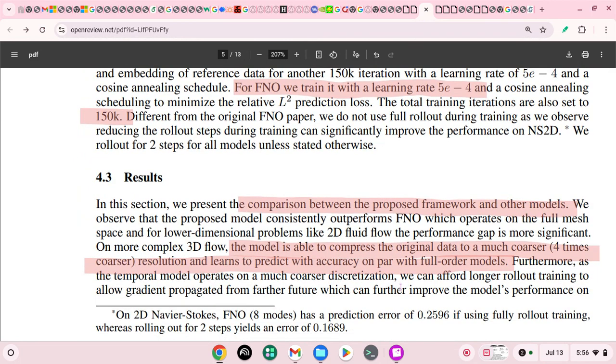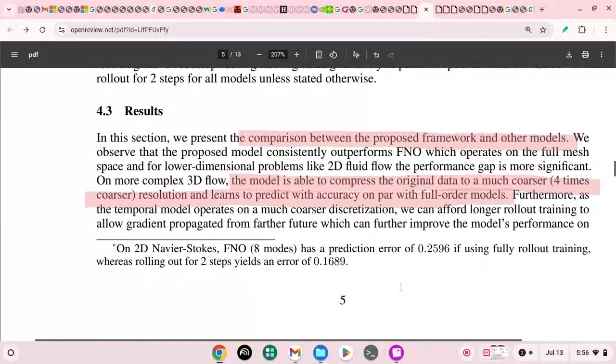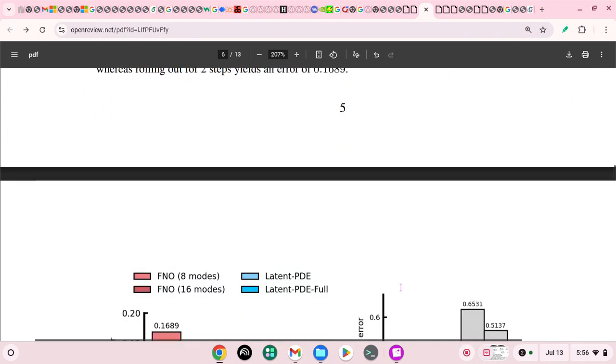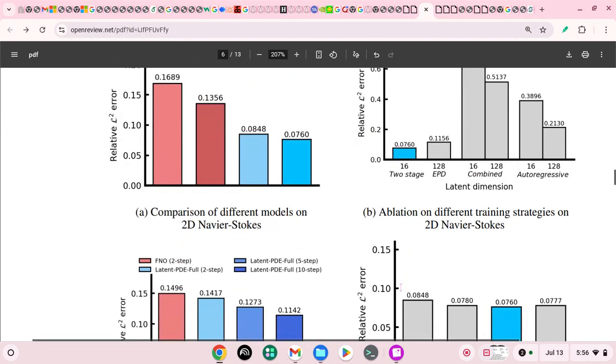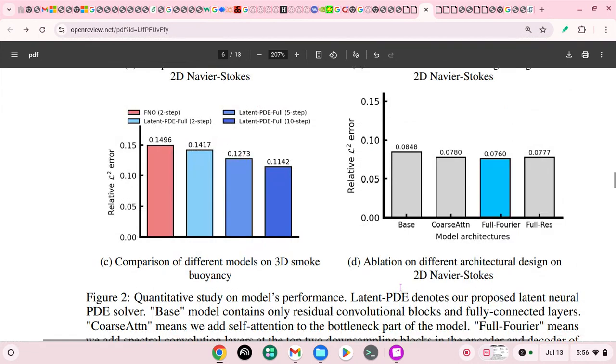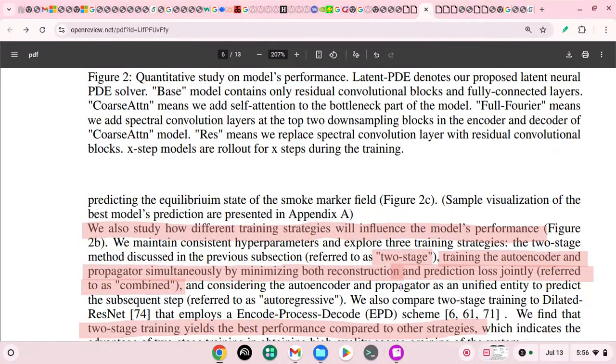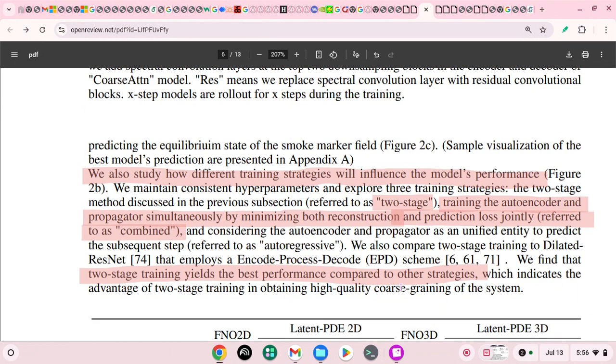And the result they claimed is, compared to the FNO and other models they benchmarked against, this model seems to be a promising one, because the temporal evolution is happening in a low-dimensional space, and it is 4 times coarser than the fine resolution. So these are some of the results, and it is the same as what they claim, that it has better performance.